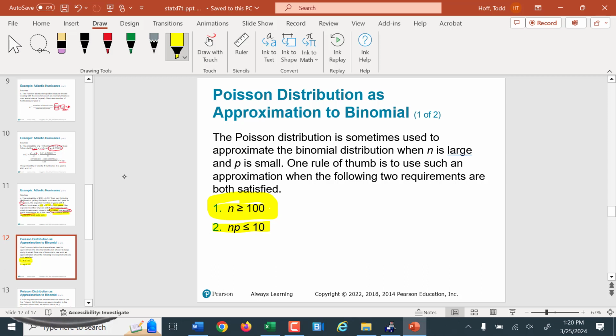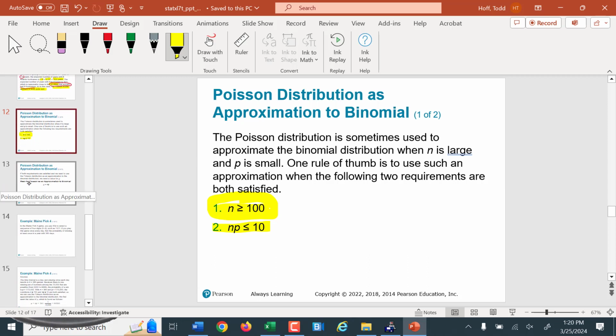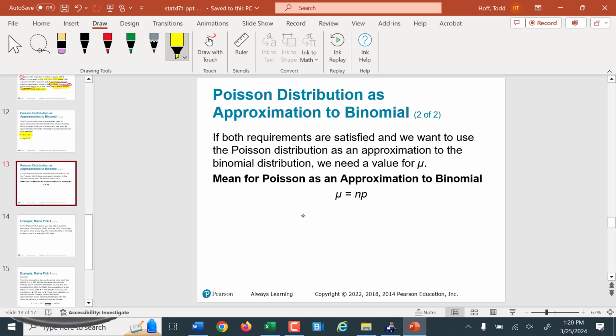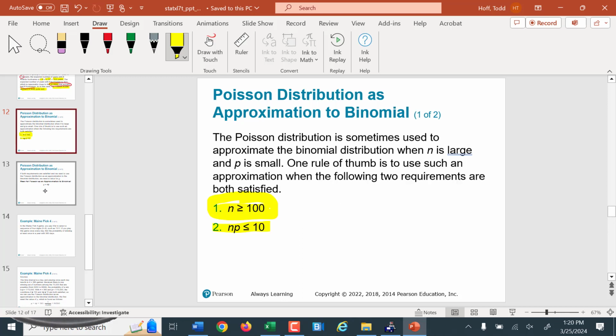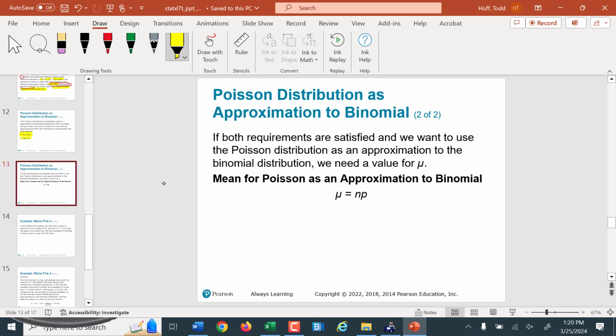The Poisson distribution does a good job of estimating binomial calculations without having to go through the big long formula and without having to get extra tables for probability tables. So here, both requirements are satisfied if we want to. So if both requirements are satisfied, we want to use the Poisson distribution as an approximation for this binomial distribution, simply because it's an easier calculation.